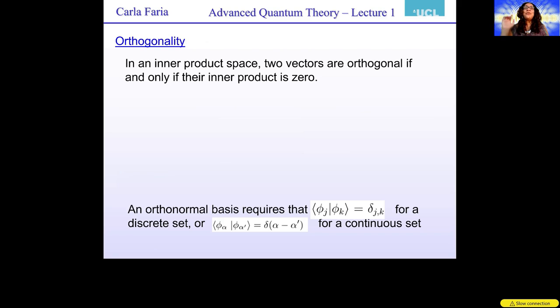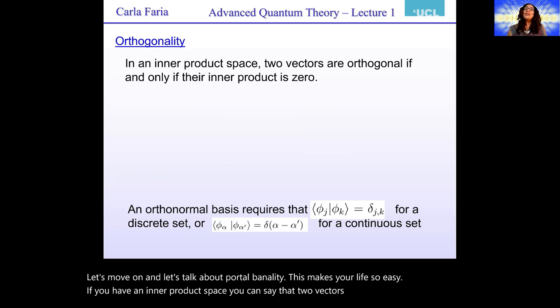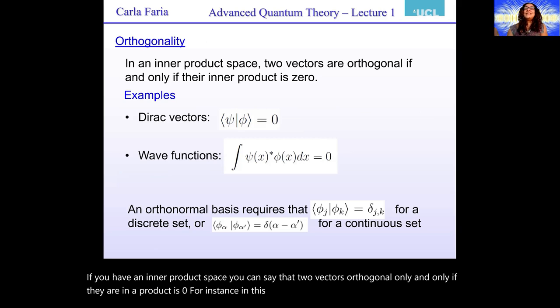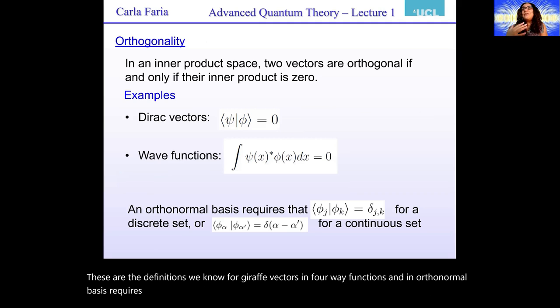So let's move on and talk about orthogonality. This makes your life so easy because if you have an inner product space, you can say that 2 vectors are orthogonal if and only if their inner product is 0. For instance, in this case, these are the definitions we know for Dirac vectors and for wave functions. And an orthonormal basis requires that if you take 2 elements of the basis and calculate the inner product, if you have a discrete set, you're going to get the Kronecker delta.